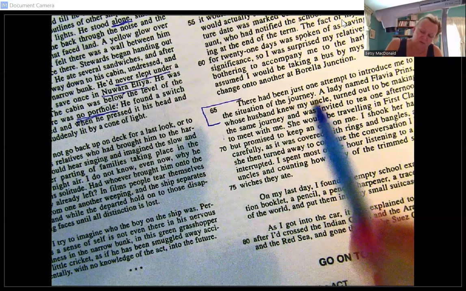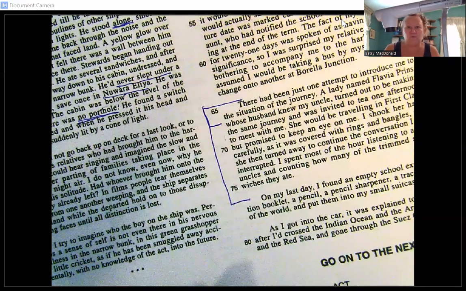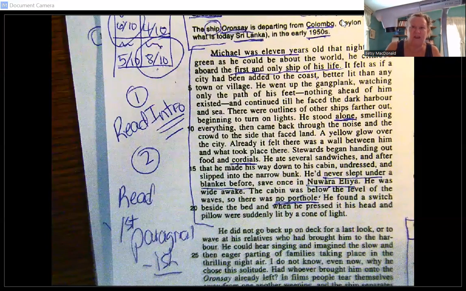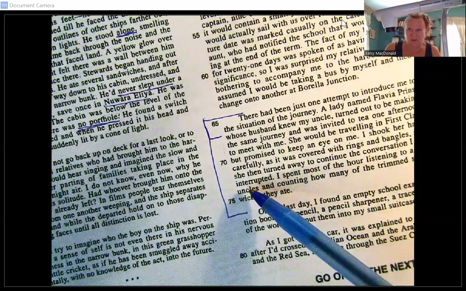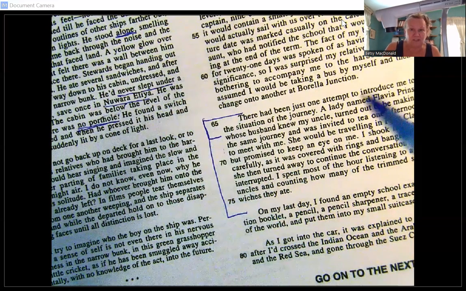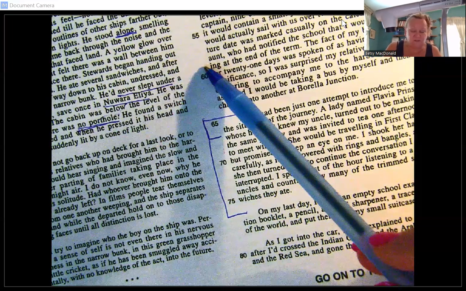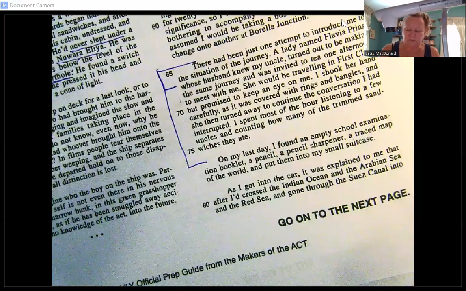All right. So it's only one paragraph. Why don't we go ahead and read it? Everywhere you read today, you notice I did that here and I did that here. Everywhere you read today, please make sure you mark it, because then if you come across a question and you haven't heard those words or names or times or anything, then you'll go back to the ones you haven't read to find the answers. All right. There had been just one attempt to introduce me to the situation of the journey.